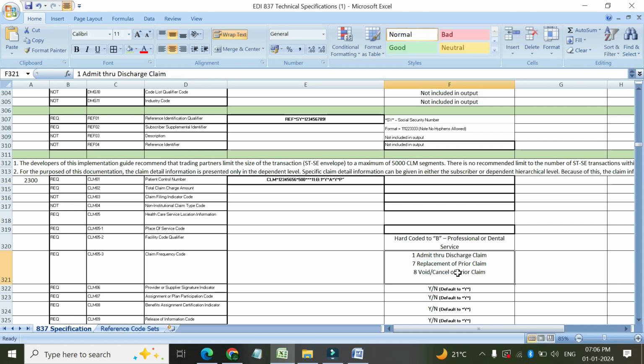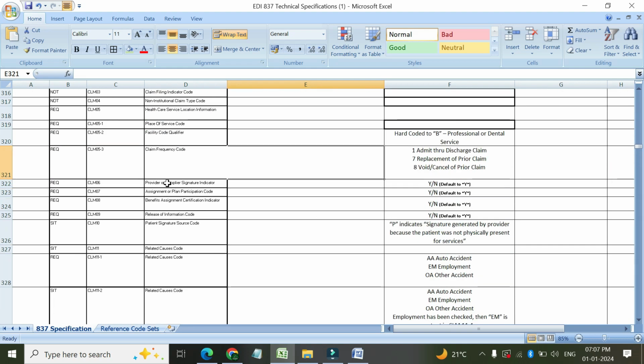8 is void and cancel of prior claim. That means if the claim was entered in error, or sent to a wrong payer, and you completely want to void that claim, like cancel it, then you send value 8, and the payer knows that, okay, this claim no more stands valid.